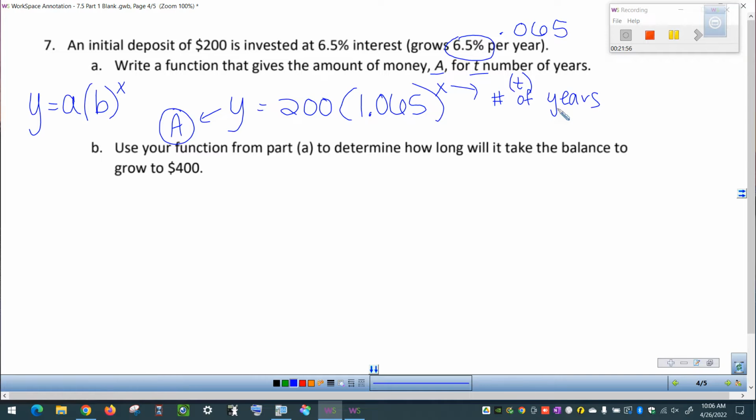Okay, so using the skills that we have today, we're now going to be able to determine how long it's going to take this balance to grow to $400. So let's go ahead and replace the amount side, which is the y side, with 400.